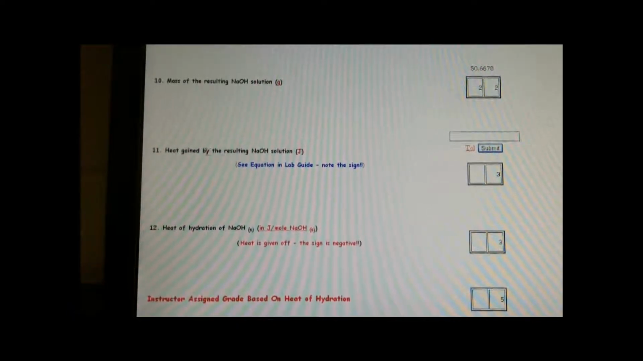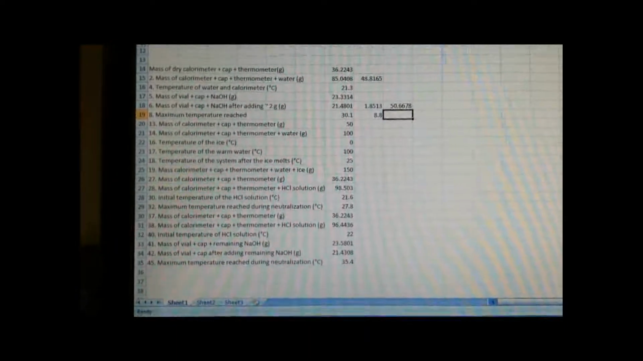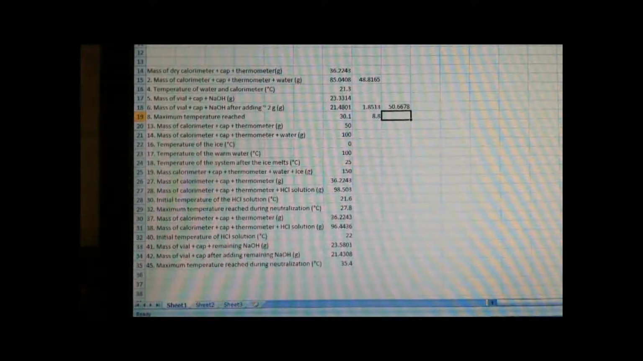All right, the heat gained by the resulting solution. I'm talking about the heat gained, and my units will be in joules. And you'll notice in the explanatory notes that I sent by email, I said for this question, it's Q equals MC delta T. That's the equation we use to calculate the heat. And this is for the NaOH solution.